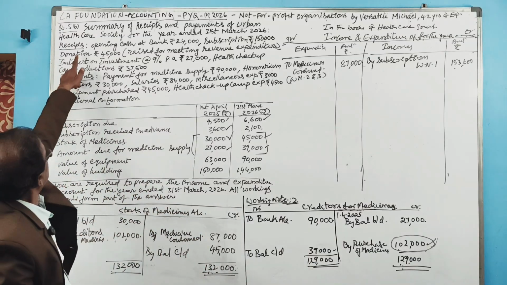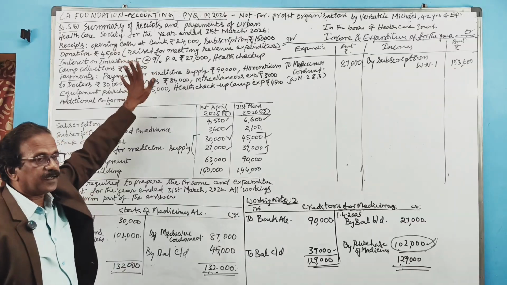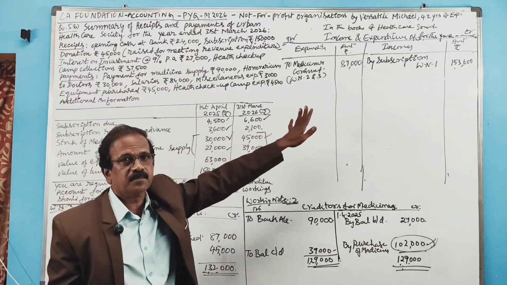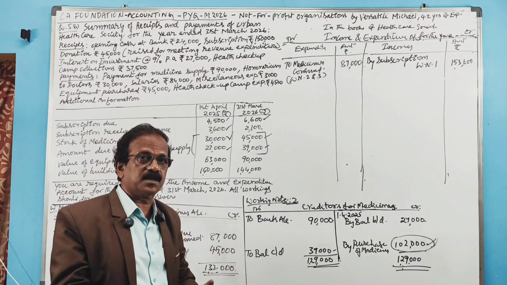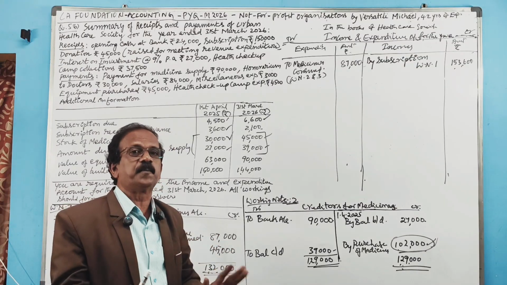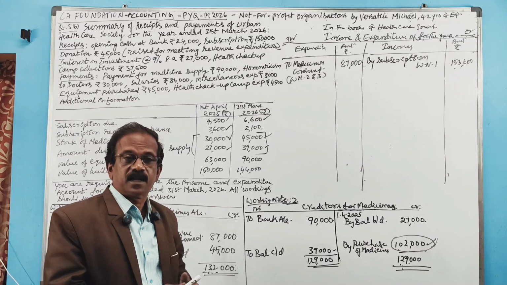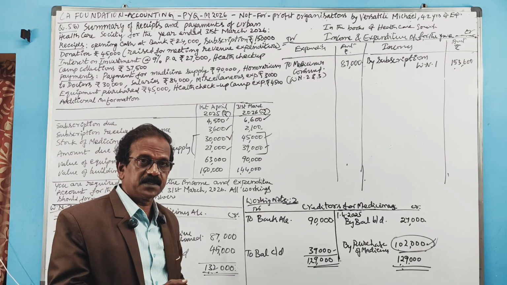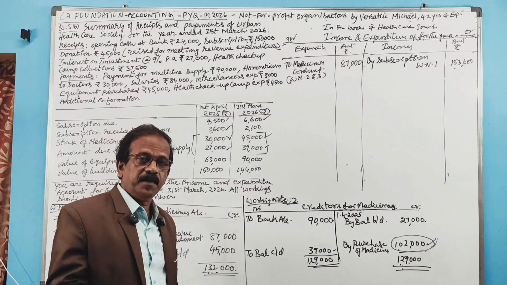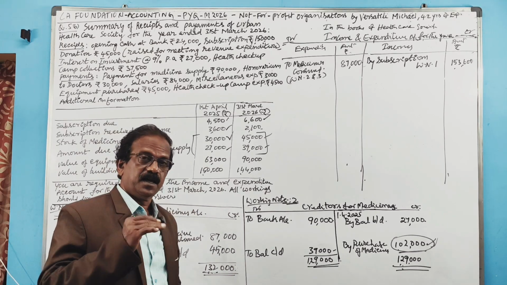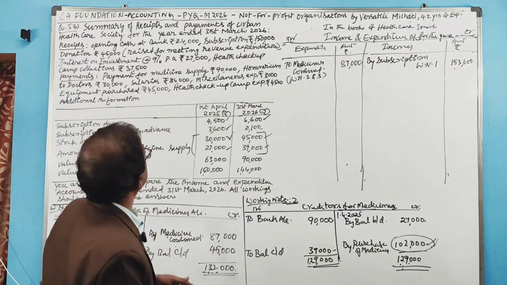Now let us come from the beginning. Opening cash will not come in the income and expenditure account. Only during the year whatever revenue receipts, revenue payments will come in the income and expenditure account. There are two types of receipts, revenue receipts and capital receipts. Only revenue receipts will be taken here. And payments also, two types of payments, revenue payments and capital payments. Only revenue payments are taken here.